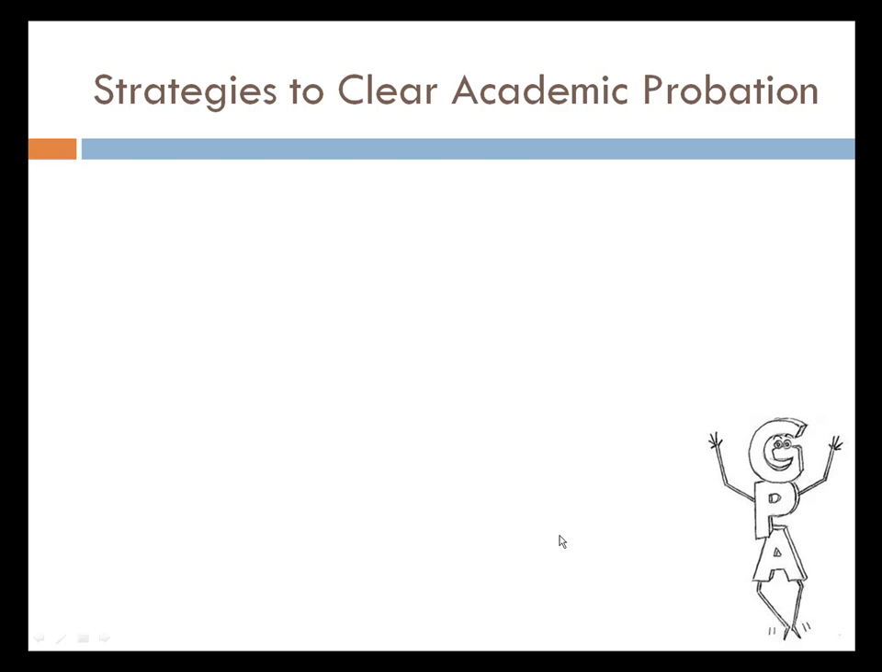There are several strategies to help clear academic probation. First, you may want to repeat a course in which you received a D or an F. If you repeat a course in which you earned a D or F and received a higher grade, the higher grade will replace the lower grade in your GPA calculation. The original letter grade will still appear on your transcript, but the lower grade will no longer be factored into your GPA.